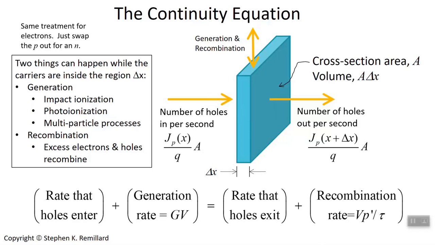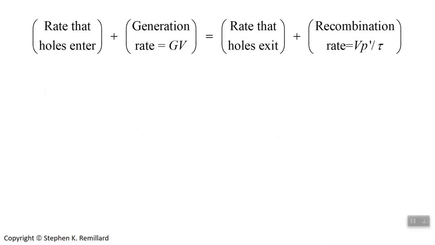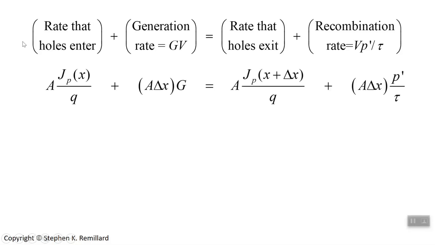Okay, so let's take that word equation, and let's go ahead and stick expressions in there. I wrote down the expressions for the rate that holes enter and exit, and we have these expressions for generation and recombination, so let's just put it down. For volume, we'll say area delta x. So there we go. We have a mathematical statement for the continuity. A little awkward. Current at J and current at J plus delta X.